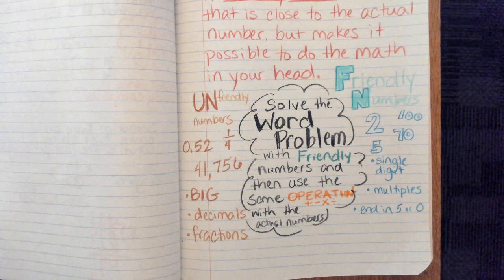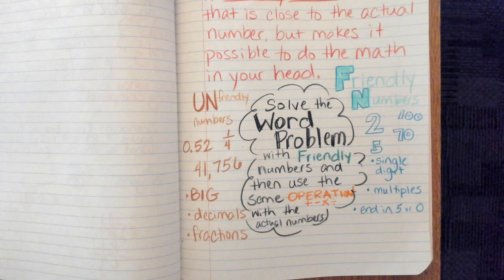So the strategy here is to substitute friendly numbers for the unfriendly numbers in a word problem, and then use the same operation with the actual numbers.